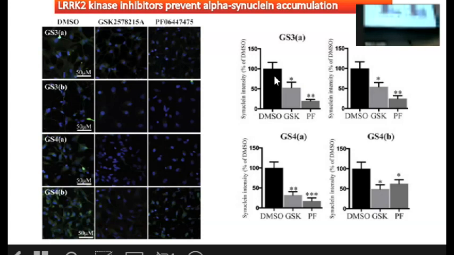And here we treated them with one drug, and here we treated them with another drug. I'm not sure how clear that is to people in the back of the room, but if you have good eyes, you might be able to see that there's less green signal when we treat the cells with our drugs. One of these drugs is from GlaxoSmithKline, another one was developed by Pfizer. And the graphs are using the computer software to quantify the amount of green signal, and they're showing that the drugs are reducing the alpha-synuclein in these brain cells.